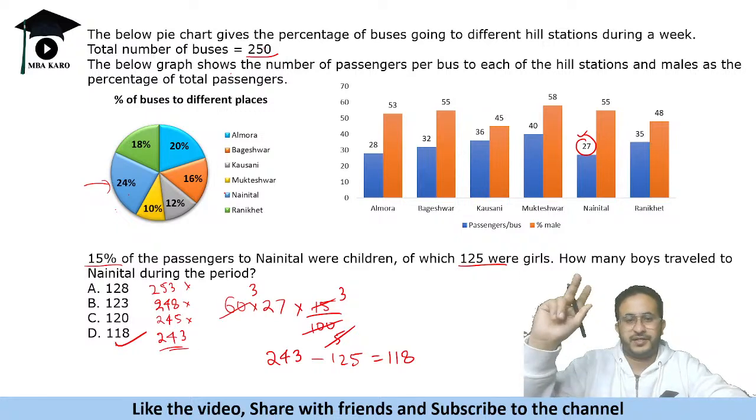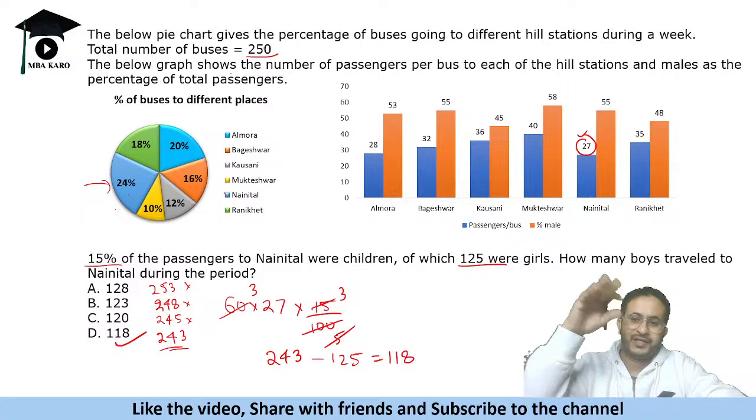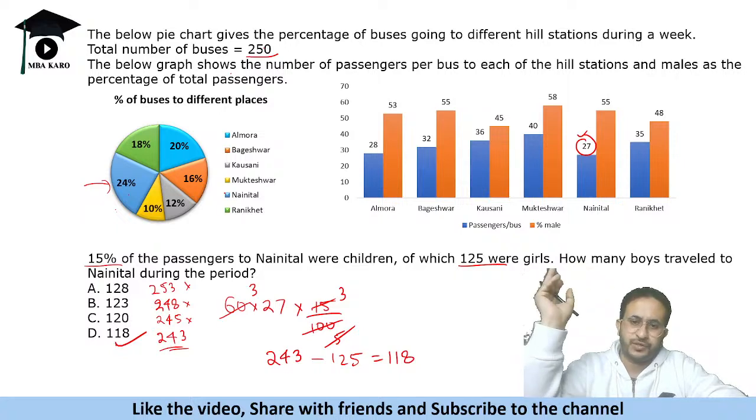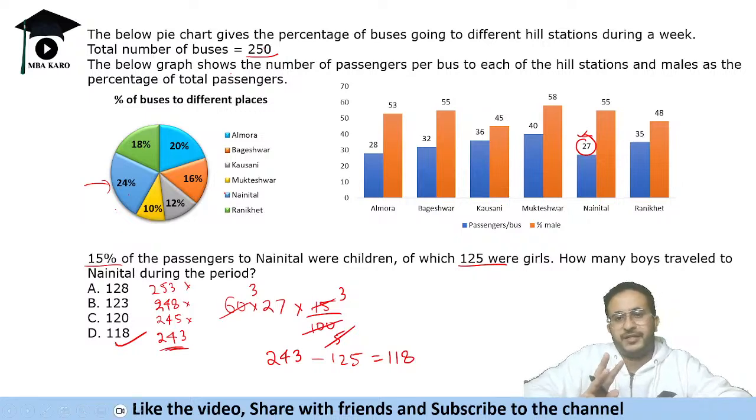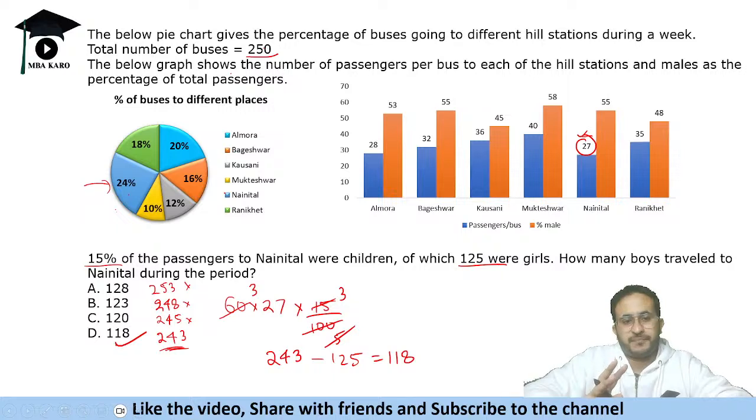Reverse thinking. The number of girls is given; if I add the number of girls, I get the total number of children. So the total number of children should be a multiple of 27, or at least a multiple of 9. None of them is a multiple of 9, so this is the only number that can be the possible number of children, and you get the answer instantly.